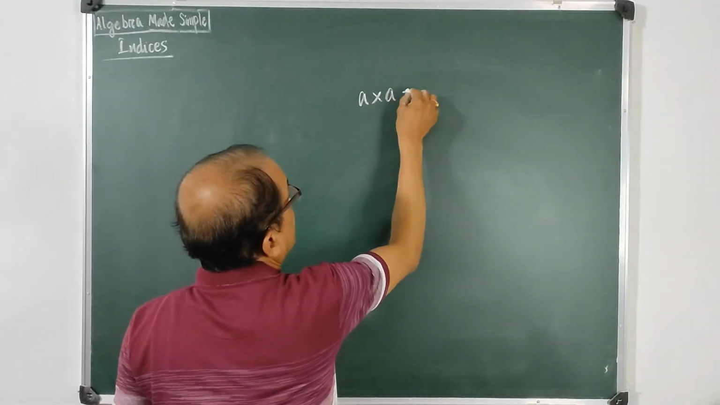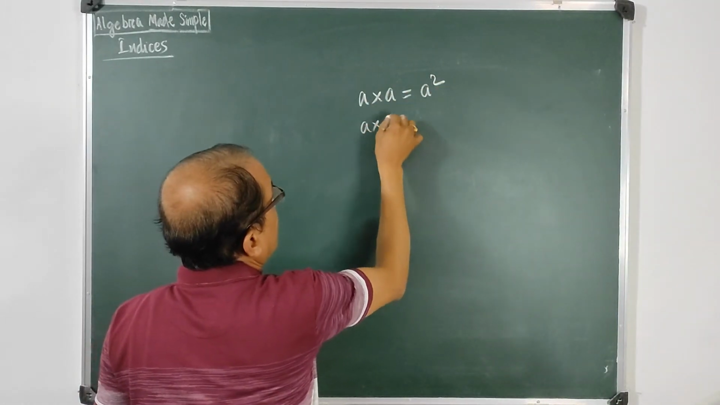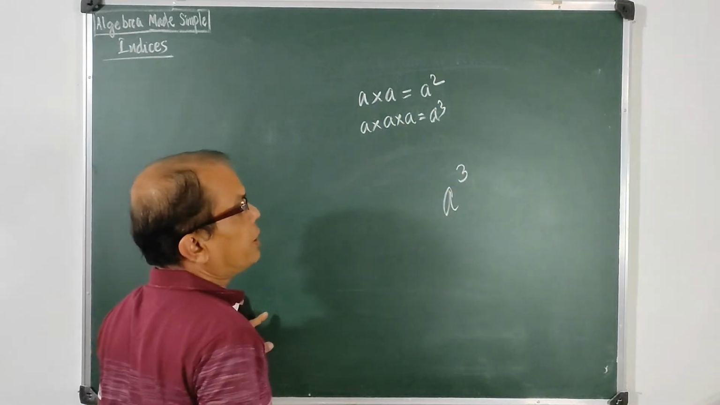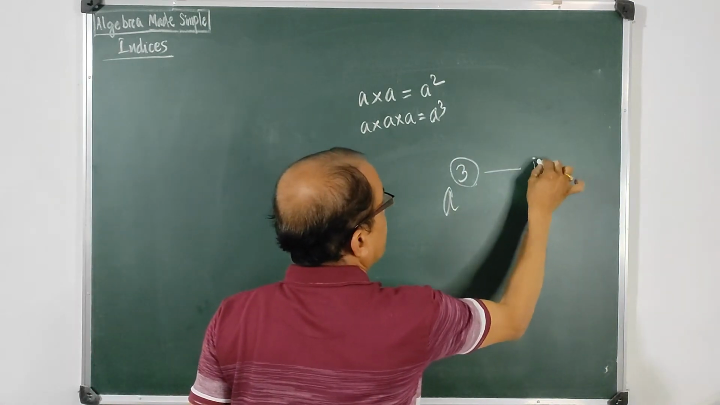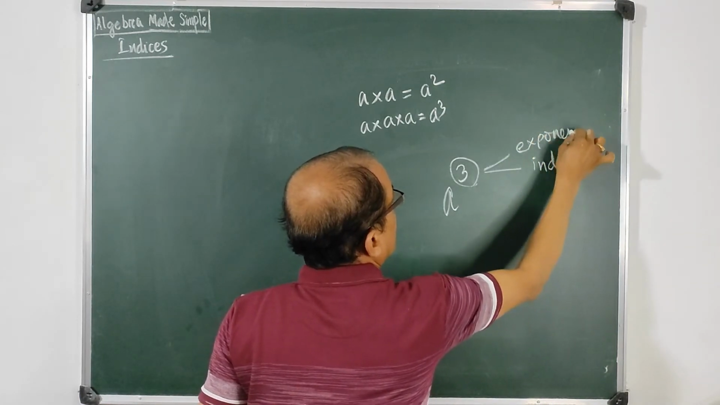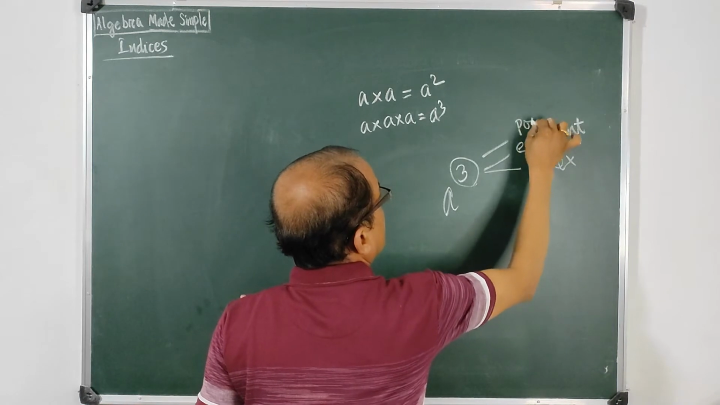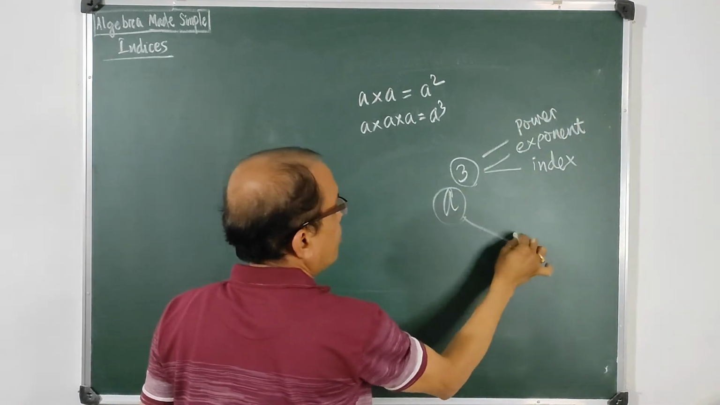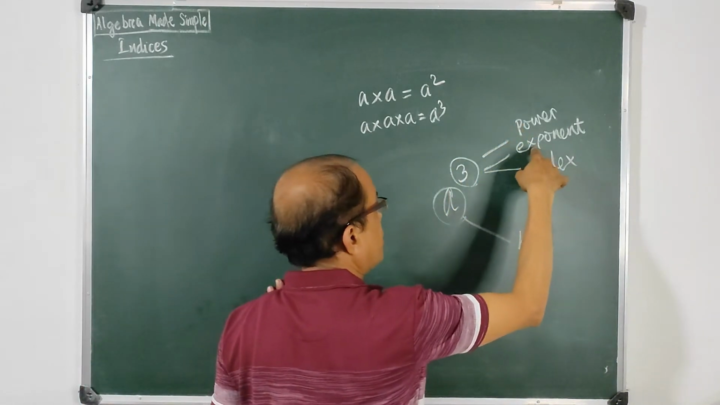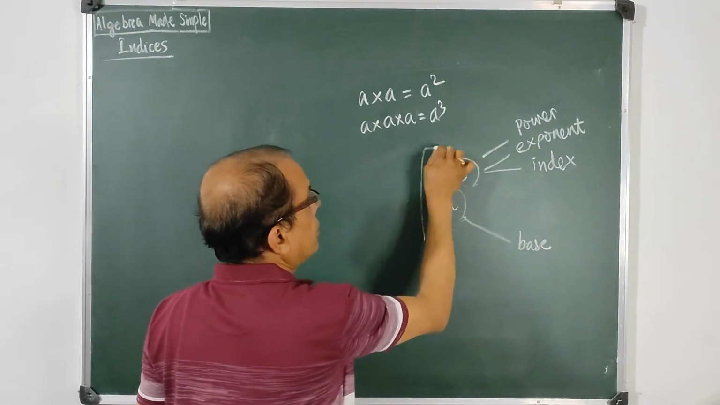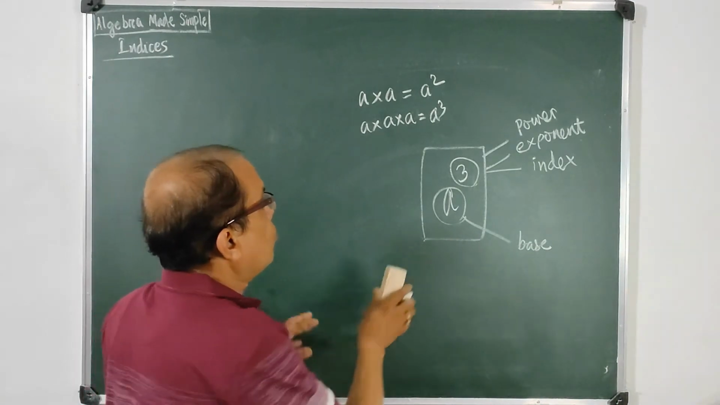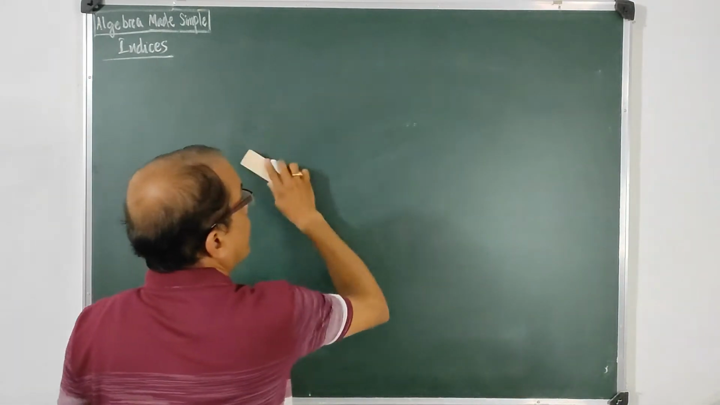A into a is a square. A into a into a is a cube. So what are there in a cube? This one is called either the index, or exponent, or power, and this part is called the base. When the base is raised to a power, an exponent or an index, we call it an index number. So in this section we are dealing with the laws of indices.